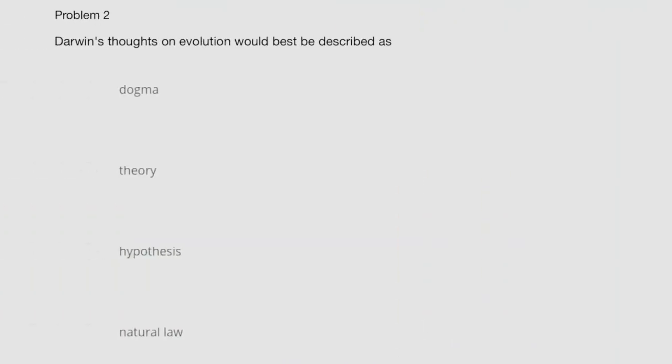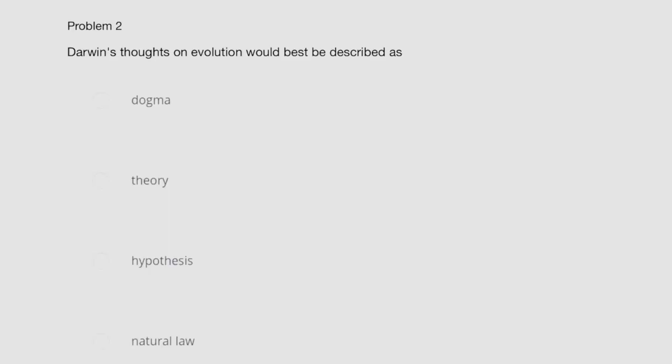Question number 2. Darwin's thoughts on evolution would best be described as dogma, theory, hypothesis, or natural law. Dogma is defined as beliefs that you're expected to hold to without any actual evidence or fact. So it's definitely not that one because Darwin did not have any of his scientific results based off of dogma.